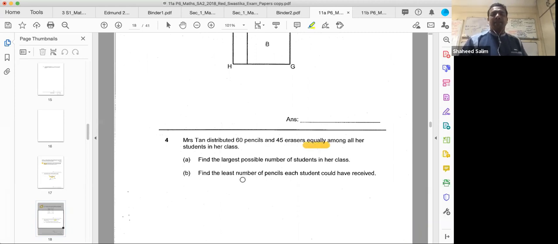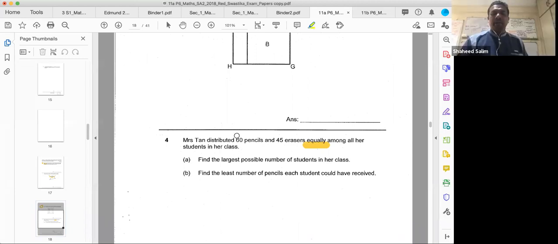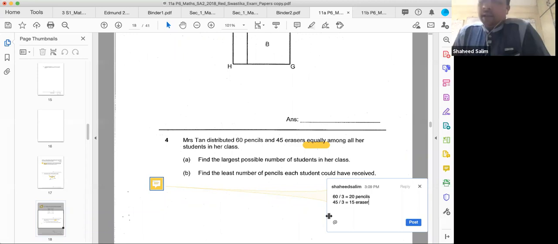What this question is saying, for example, let's say there are only 3 persons in the class. Each student will get 60 divided by 3, which is 20 pencils each. And then 45 divided by 3, you get 15. So each student will get 20 pencils and 15 erasers, so it's distributed totally. What's the biggest number of students in the class? You cannot have any extra erasers or extra pencils.